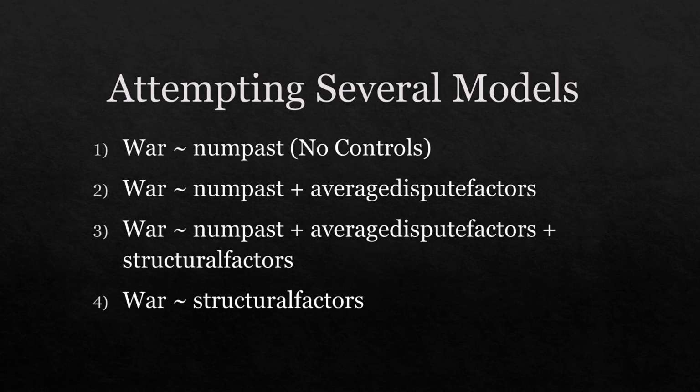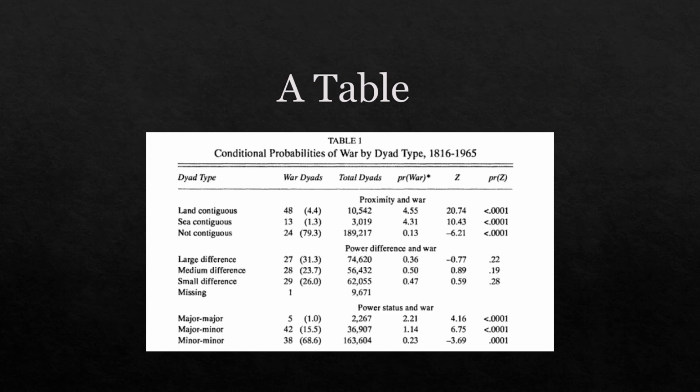Next, we'll look at several models. First is that we'll create a regression between wars and the number of disputes in the past. Then we'll look at the regression between the number of past disputes and the factors of the disputes themselves, average dispute factors being the type of thing that is discussed on the previous slide. And the third one is that we'll consider those two variables and also add in the structural factors, which may or may not be necessary since the factors that tend to lead to war are also the factors that tend to lead to militarized interstate disputes. And the fourth is that we'll look at just the probability of war based on these structural factors, which you'll see is important in the next slide.